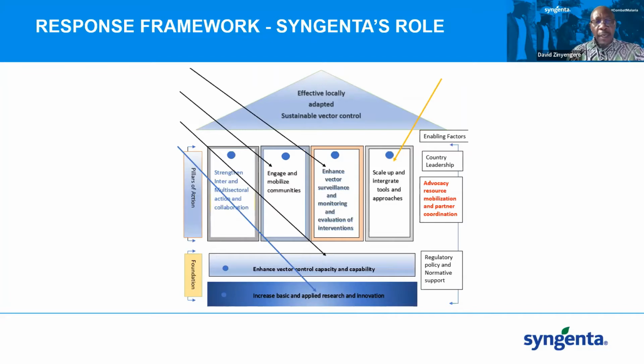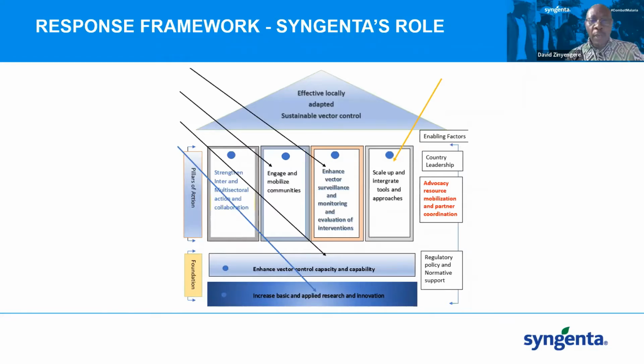So if you look at that response framework, you'll find that Syngenta's role within that IVM framework is centered on a number of sections within those pillars, realizing that no one business or organization can do enough alone, and strongly supporting the IVM framework, also moving towards Sustainable Development Goal 17, which promotes partnerships between governments, the private sector, and civil society. So within that response framework, we're looking at engaging and mobilizing communities. Syngenta plays a major role in that.